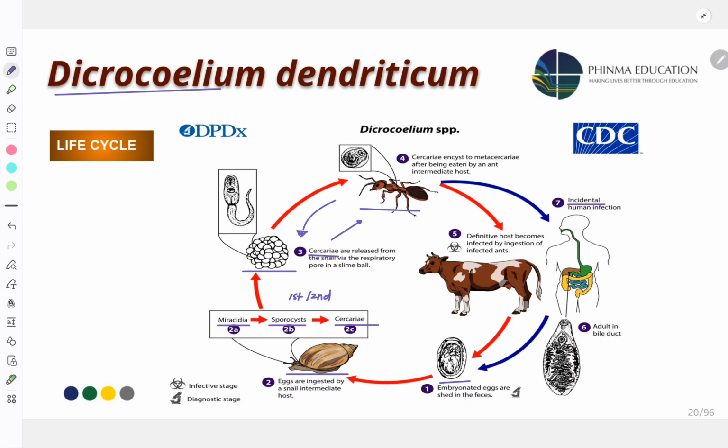Tapos your ant, no, will eat the snail ball and then becomes infected with the Cercariae, no? So the Cercariae is the infective stage for your ant. So once the Cercariae has been ingested by the ant, it becomes a Metacercariae. And how does it affect, no, its primary host if there is accidental ingestion of the ant, if nakaon nimo ang ant, no? In the same life cycle with your other liver flukes, no, it penetrates from the stomach to your liver.